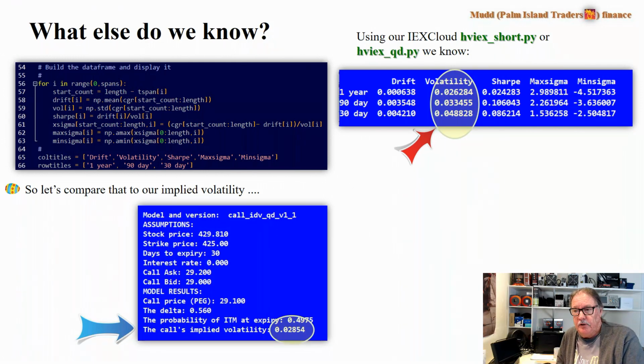All right, so it says 0.02854. And you say, okay, shouldn't that come pretty close to historical volatility? Well, in a very stable market, it will come pretty close to it. In this kind of market, maybe not so much, because remember, the 30-day and the 90-day are simply moving averages.